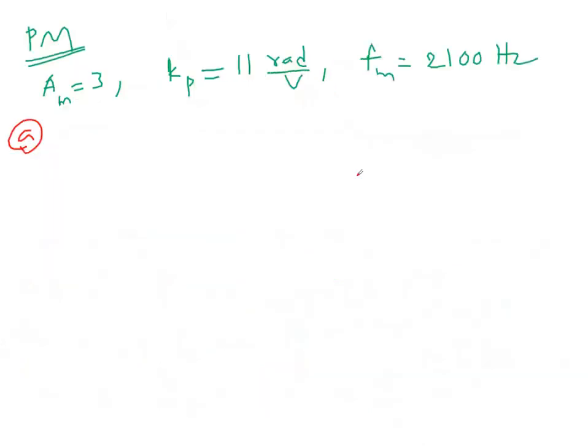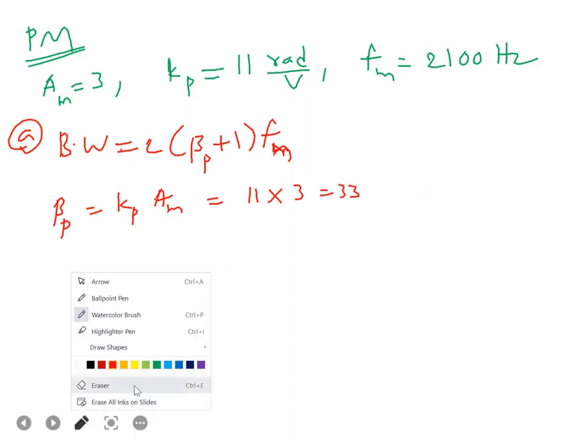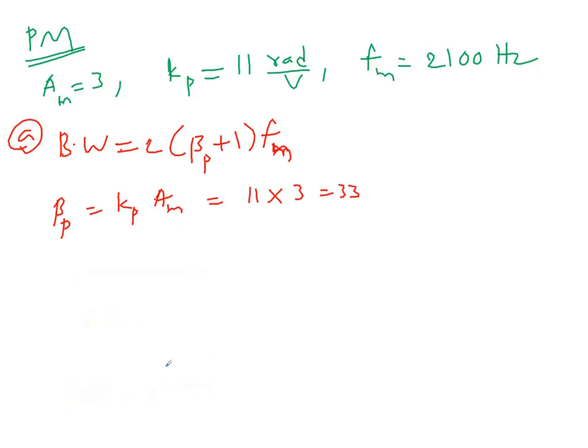Now determine the bandwidth of PM. How to determine the bandwidth of PM? Simply, you know, the bandwidth is equivalent to 2 times beta P plus 1 into the message frequency. You know about FM, and how to calculate the beta P? You know the beta P for PM is Kp times the maximum value of the message signal. Here Kp is how much? 11. What is the maximum value of the message? 3. That is beta P is 33. Then how can you arrive at your bandwidth now? You can arrive at your bandwidth using this equation.